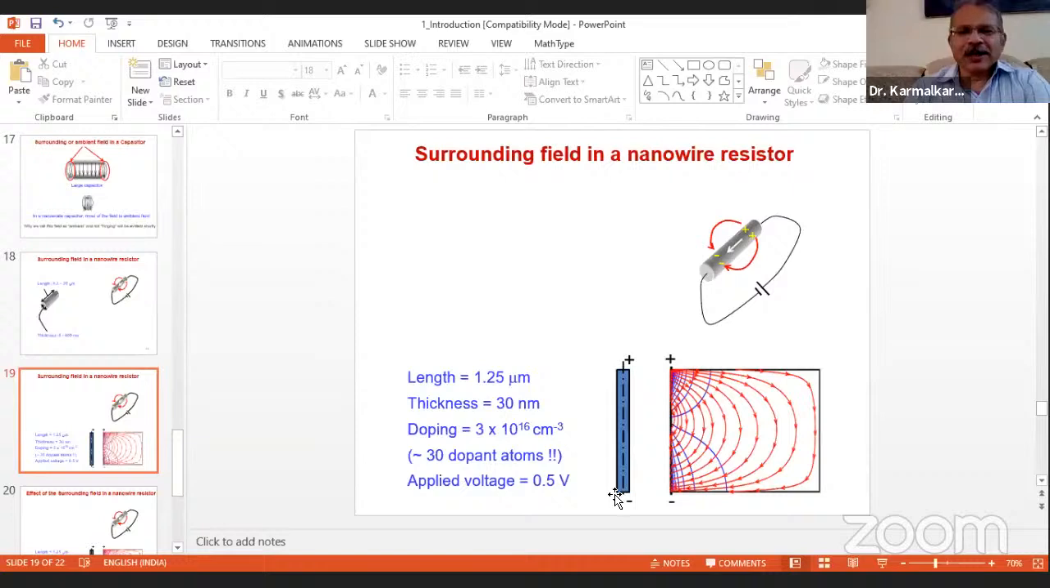This wire is made of silicon. In that you are putting impurity atoms, let us say phosphorus or boron. And the concentration of those atoms is 3 into 10 power 16 per centimeter cube. Okay. So how do you get this number of dopant atoms from the length, thickness of the wire and the doping in the wire? Anybody can tell me.